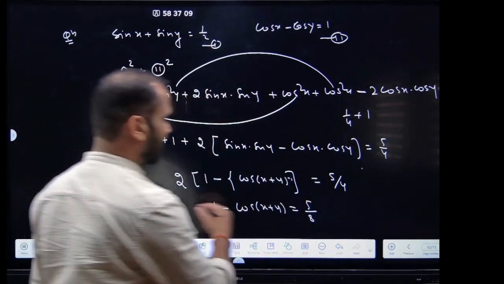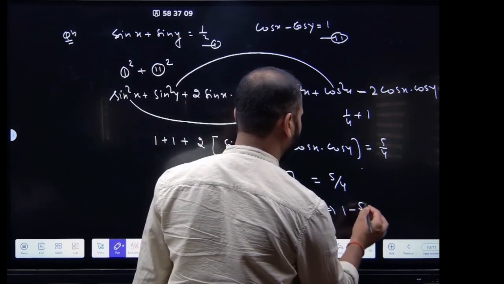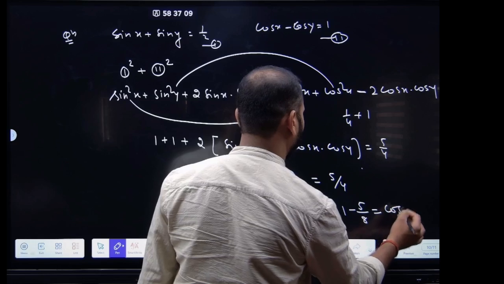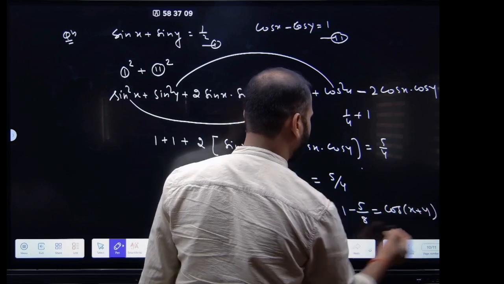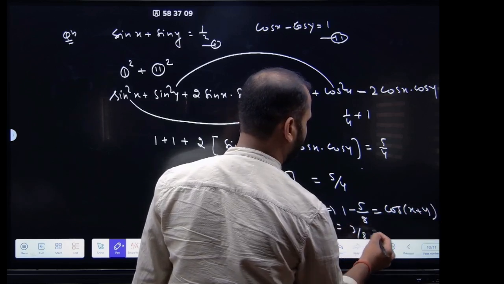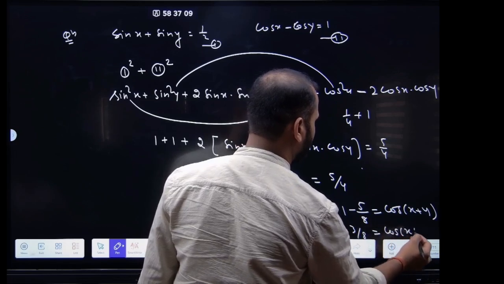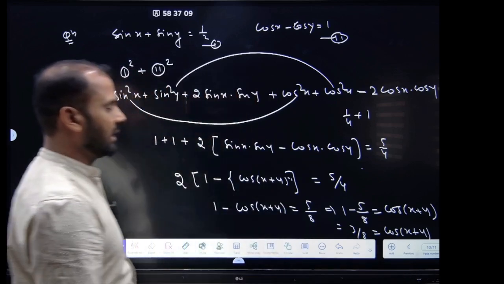So, what will I get? I will take this to this side. So, 1 minus 5 by 8 is equal to cos of x plus y. How much will it be? 3 by 8 is equal to cos of x plus y. Now, you calculate tan of that.